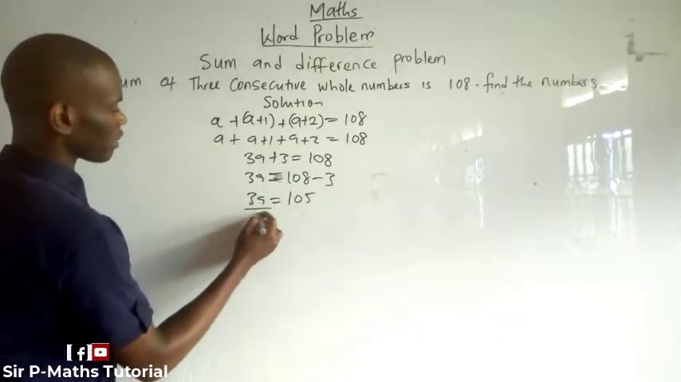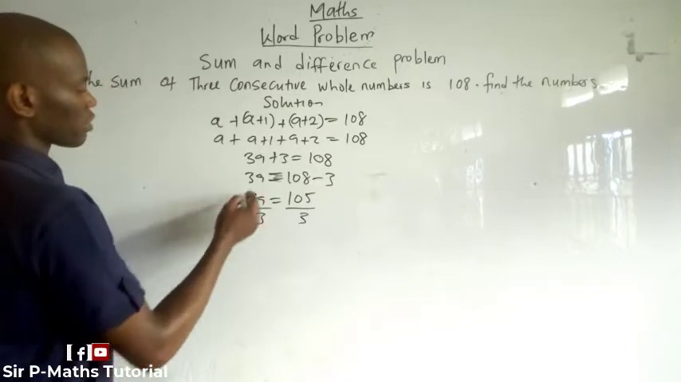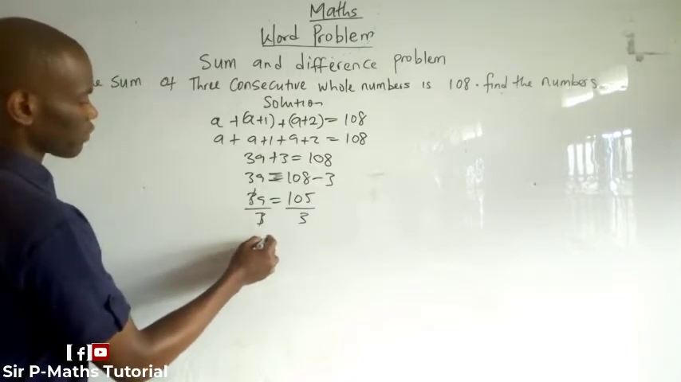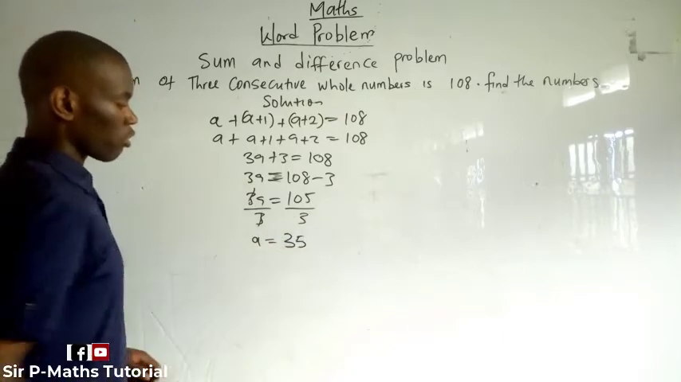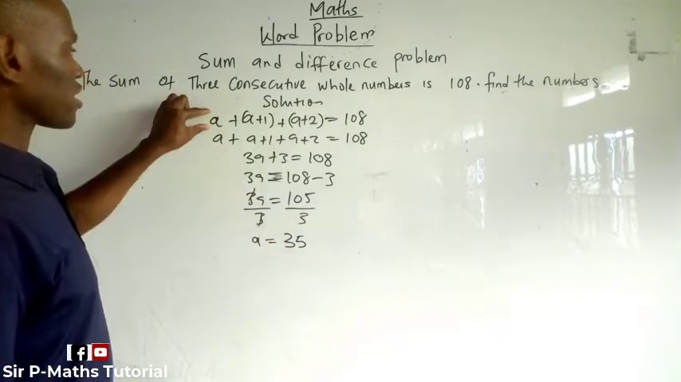We divide both sides by 3. This cancels this. We have a equal to 35. Okay, so a is 35.